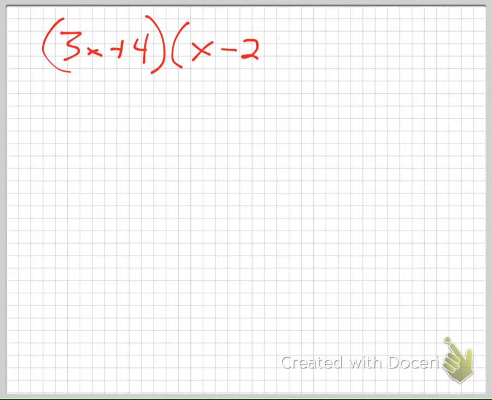Okay, so let's try one. You guys try one of these. See if you can do it. Let's go. I'm going to give you one here: 3x plus 4 times x minus 2 equals 0. I want you to solve that for me.